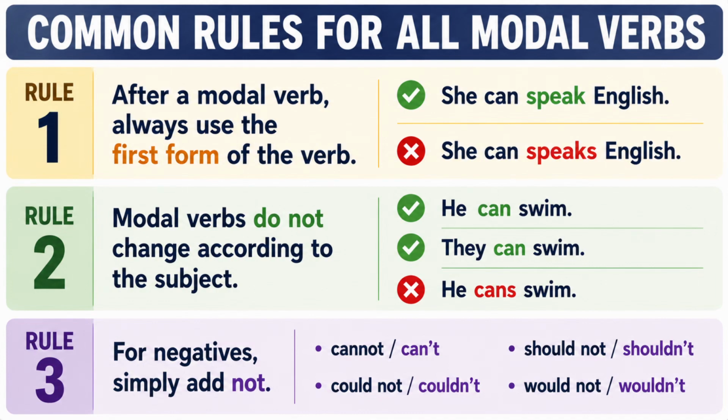Rule number 2. Modal verbs do not change according to the subject. For example, he can swim. They can swim. Do not say he cans swim. Rule number 3. For negatives, simply add not. For example, cannot or can't, could not or couldn't, should not or shouldn't, would not or wouldn't.